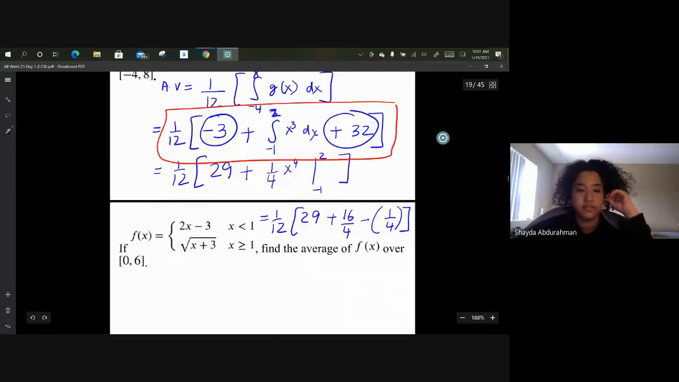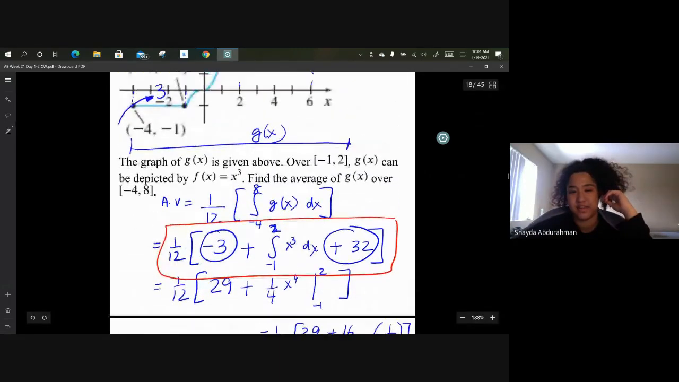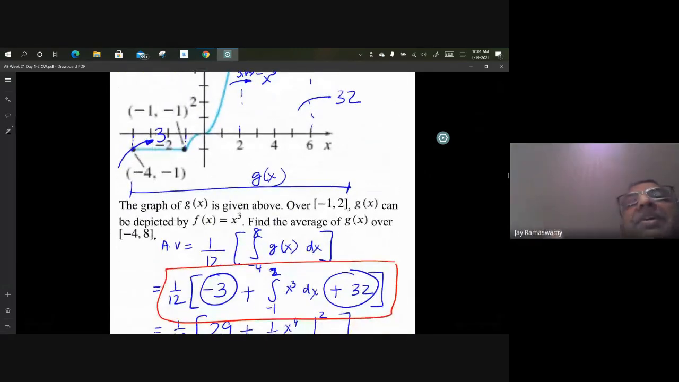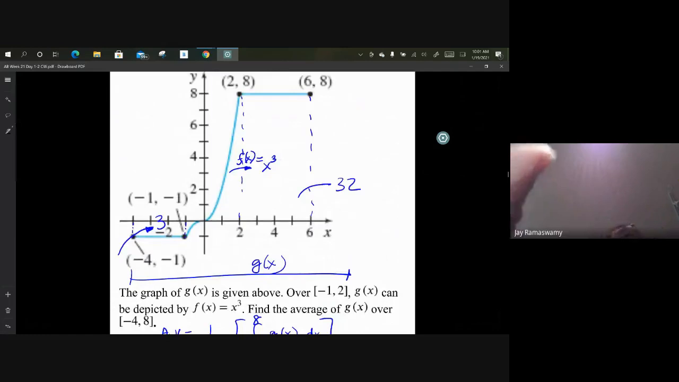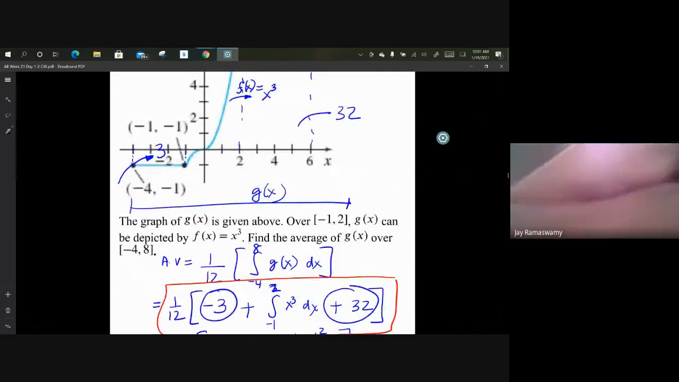Rama, where did -4 to 8 come from? Because I know the graph stops at 6. Oh, sorry. Oh, no. The graph starts at 6. Oh, you're right. Guys, Abdul Rahman points out an error.